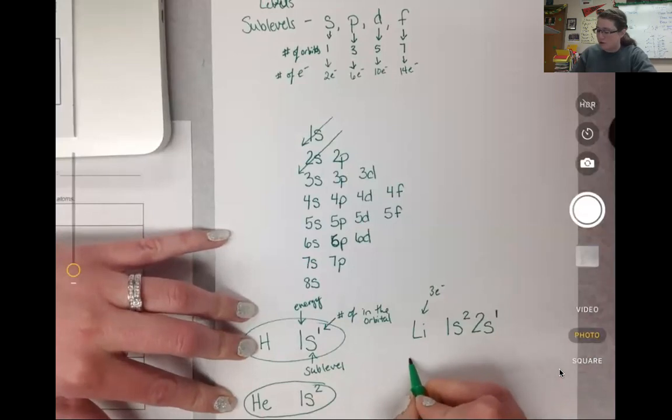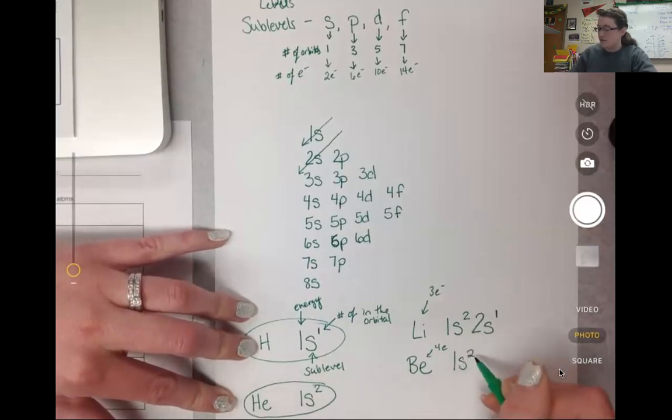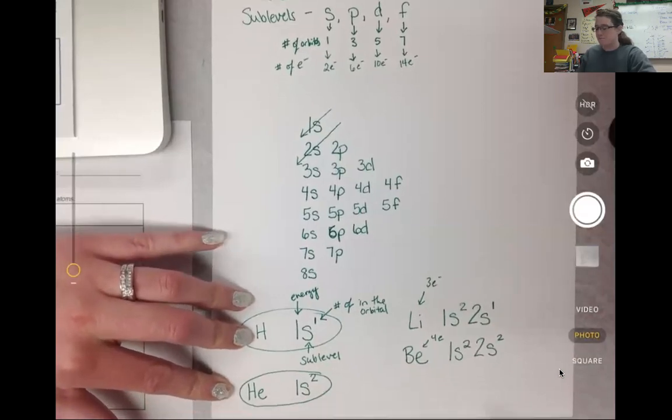Going on to beryllium. Beryllium has 4 electrons. Okay, again, I'm going to fill the 1s orbital first, and it fills with 2. And then I'm going to work on filling my 2s orbital. It only holds 2. And so this is the electron configuration for beryllium.